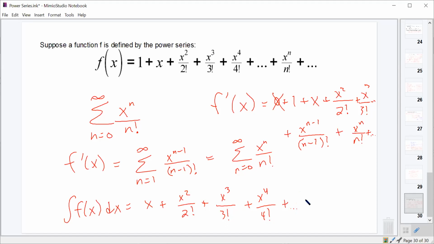The x to the n minus 1 term would become x to the n over n factorial. The x to the n term would become x to the n plus 1 over n plus 1 factorial, and so on. And what do you mean, why is it the integral of f of x? Isn't this the integral of f of x? The integral of 1 is x. Integral of x is x squared over 2 factorial. X squared over 2 factorial becomes x cubed over 2 factorial times 3.